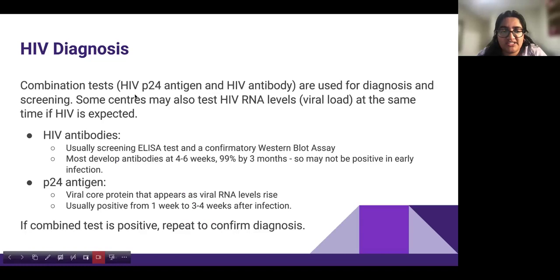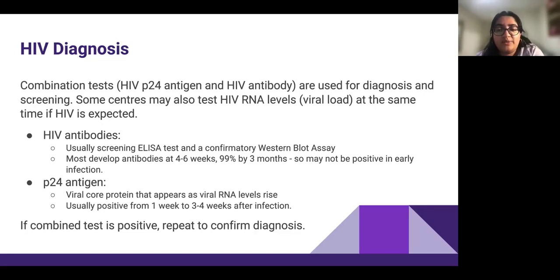So it's a combination test, and it involves looking for the HIV P24 antigen and also the HIV antibody. And some centers may also add HIV viral load, if they think HIV is quite likely at the time, but you don't have to. So when you're looking at the antibody, you'd use ELISA to pick it up, and then Western blot. And most antibodies for HIV develop at 4 to 6 weeks after the antigen enters the body, but some take up to 3 months. But by 3 months, 99% of the antibodies would have been developed.